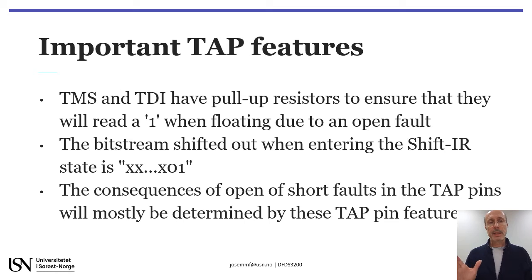On the other hand, the IEEE standard requires the boundary scan devices going through the capture instruction register state to capture a binary pattern with 0 and 1 in the two least significant positions. And therefore this 0 will not propagate through the boundary scan chain if TDI of the following device is floating. The practical consequences beyond these basic rules will, of course, depend on the specific short or open faults.